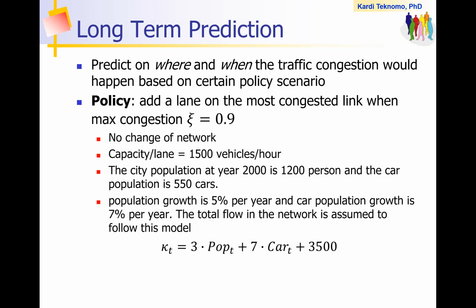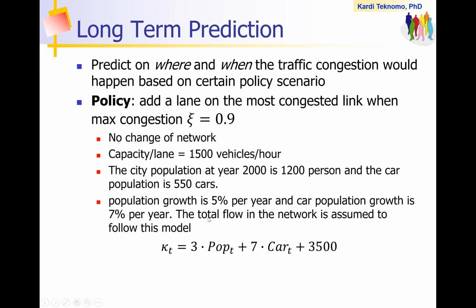Remember, I just want to simulate a long-term prediction. There is no change in the network. Only the number of lanes will change. And the capacity per lane, let's assume 1,500 vehicles per hour. Let's say this is a very small network, this is hypothetical. So the city's population, say in the year 2000, is 1,200 persons, and the car population is 550 cars. Let's assume a growth of 5% per year for the human population, and for the car population the growth is 7% per year. Again, all these numbers are made up.